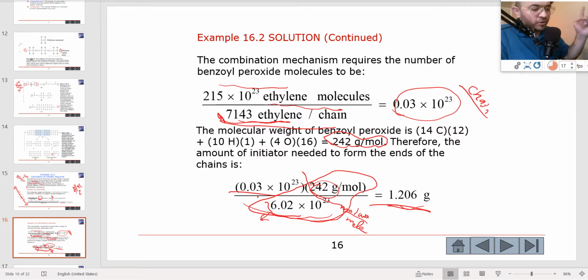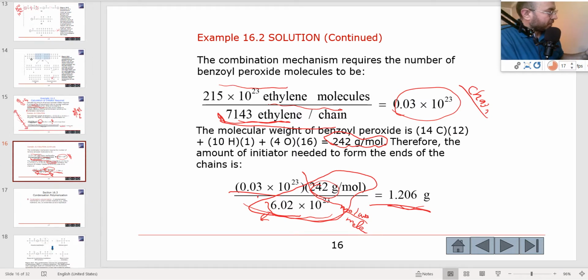benzoyl peroxide. Why not? For 1 kilogram of polyethylene you just need about 1 gram, because we already said each chain is about 7,000 molecules long and you just need one initiator per chain. So it kind of makes sense.